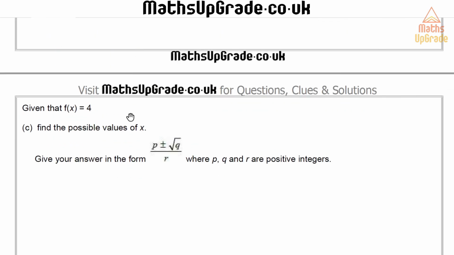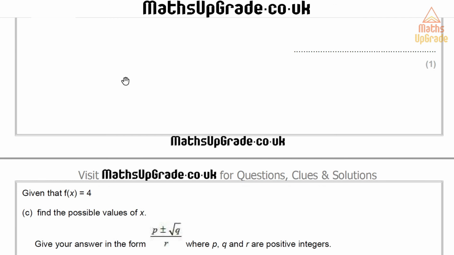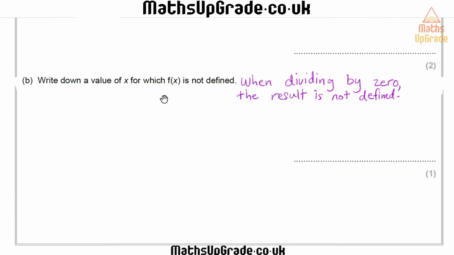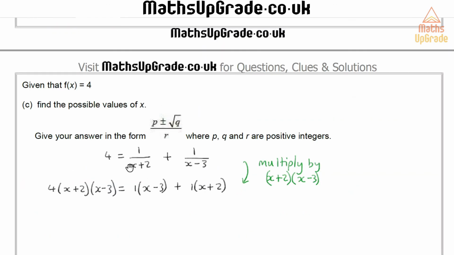So this is where the quadratic part comes in. Given that f of x equals 4, in essence I need to equate this with 4. So I need to put it equal to 4. So 4 equals 1 over x plus 2 plus 1 over x minus 3. If I then just multiply both sides by x plus 2 and x minus 3, I get this expression here.